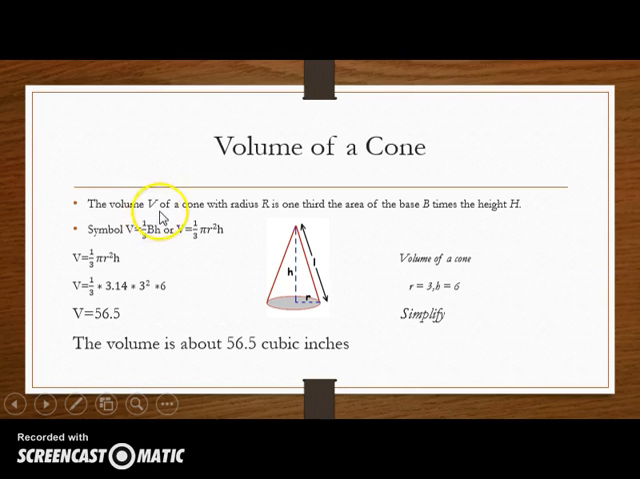Volume of a cone. The volume V of a cone with radius r is 1/3 the area of the base times the height. Symbols: V equals 1/3 times base times height, or volume equals 1/3 times pi times radius squared times height. The volume of a cone: radius equals 3, height equals 6. V equals 1/3 times pi times 3 squared times 6. Volume equals 56.5. The volume is 56.5 cubic inches.